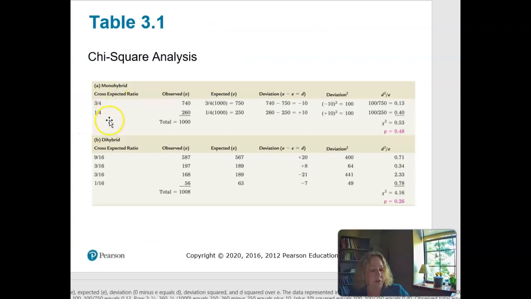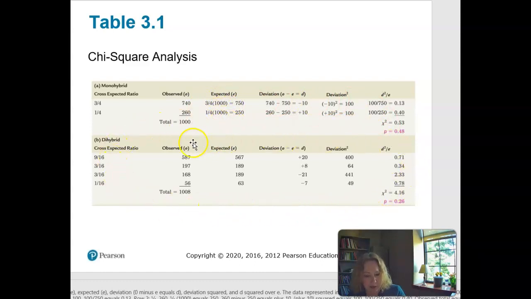So let's look at some data. You've got your 3/4 versus 1/4 in your monohybrid cross. And in here, you've got of 1,000 babies, 750 versus 250. What you really got was 740 versus 260. That's pretty close. Your deviation is only plus or minus 10. So you're going to do the d squared divided by e. We will do this in class. Do not panic. And your chi-squared is going to be really good, actually, in this case. So basically, the odds are this did not just happen by chance.